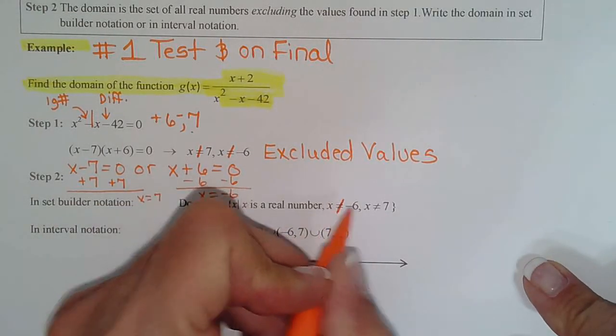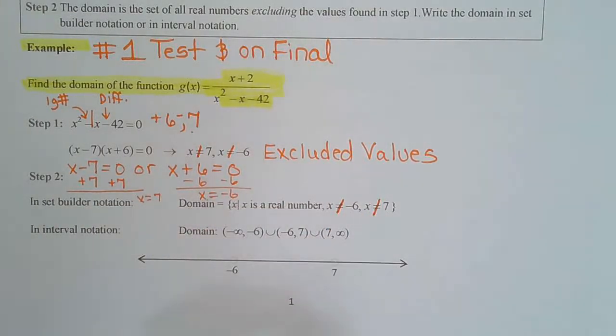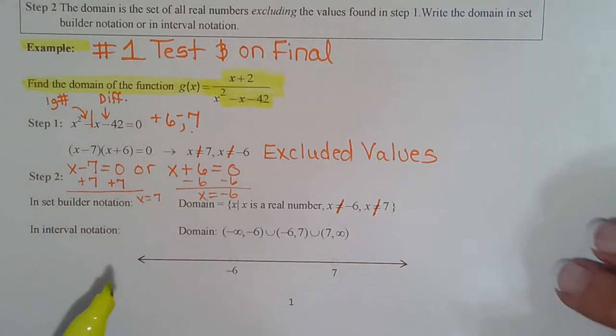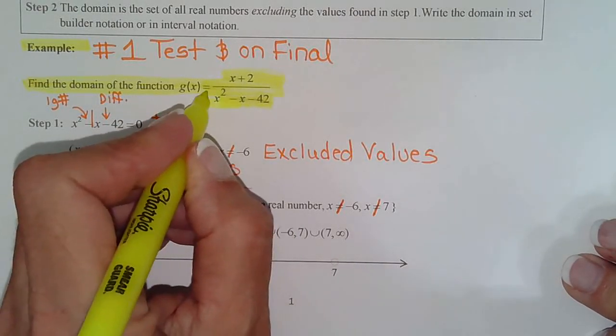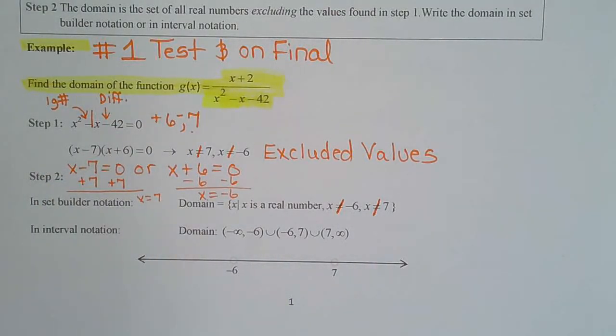So these are excluded values. Why? Because they make the denominator 0. Anything that makes the denominator 0 has to be thrown out of the domain. That means when we solve, we can't get them for answers because they make my denominator 0.